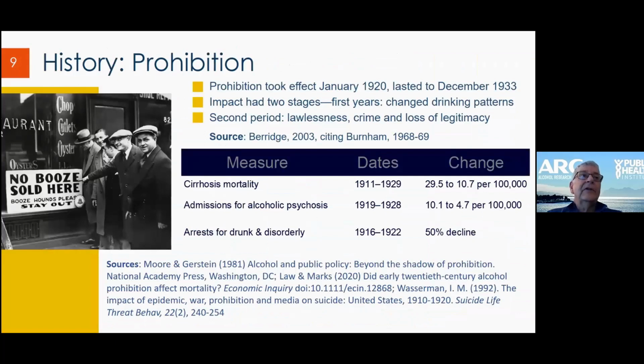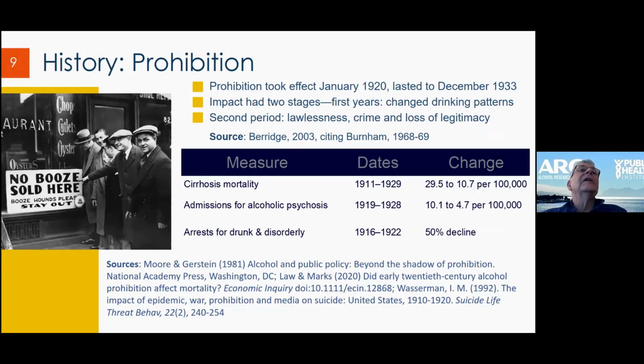So let's go back to a little bit of history that's really important from the point of view of the policies that we have today. If we go back to the history of Prohibition, the first thing people don't know is that many states had passed Prohibition before the Federal Prohibition Act took effect in January 1920. These lasted to December 1933, so 13 years.